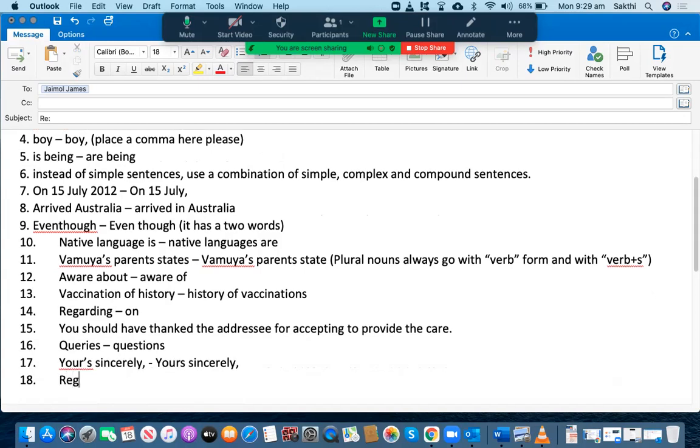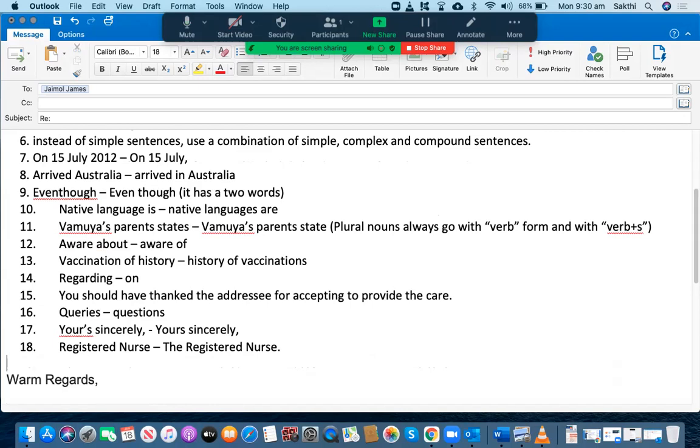And then she has mentioned registered nurse, right? It's better to write the in front of registered nurse. So it must be the registered nurse. Okay. Then she should have put a full stop. That's it. All right. Let's go through the assessment now.